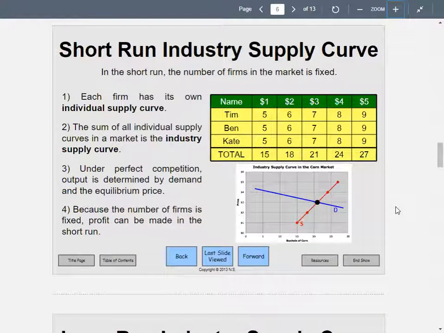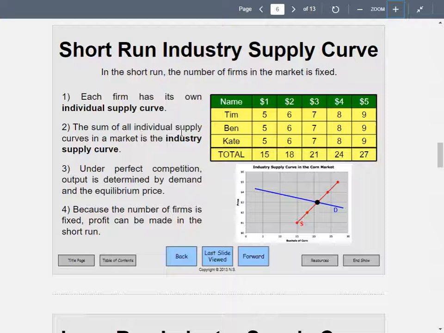The short-run industry supply curve. In the short run, the number of firms in the market is fixed. And when I say firms, I mean businesses. Each firm has its own individual supply curve. So like here in our chart, we have Tim, we have Ben, and we have Kate. So Tim would be a firm, Ben would be a firm, and Kate would be a firm.